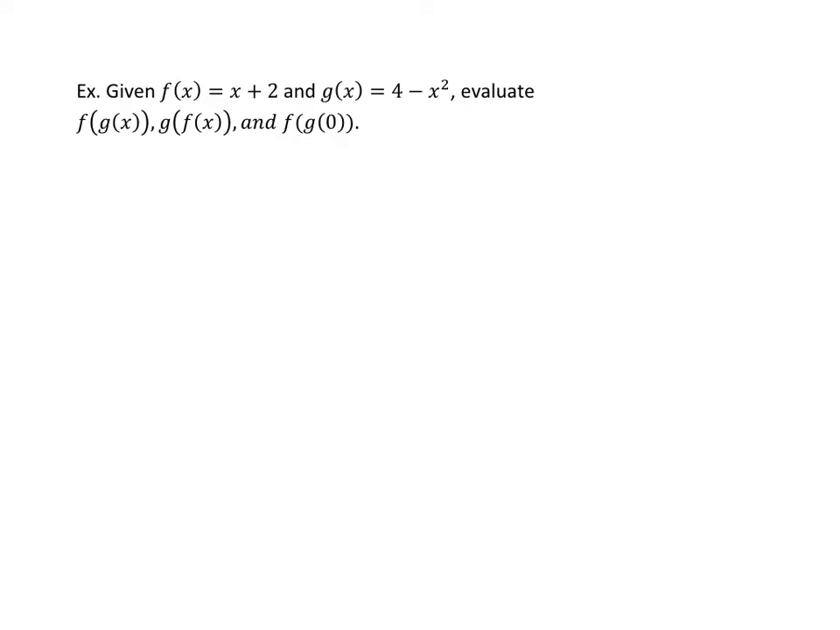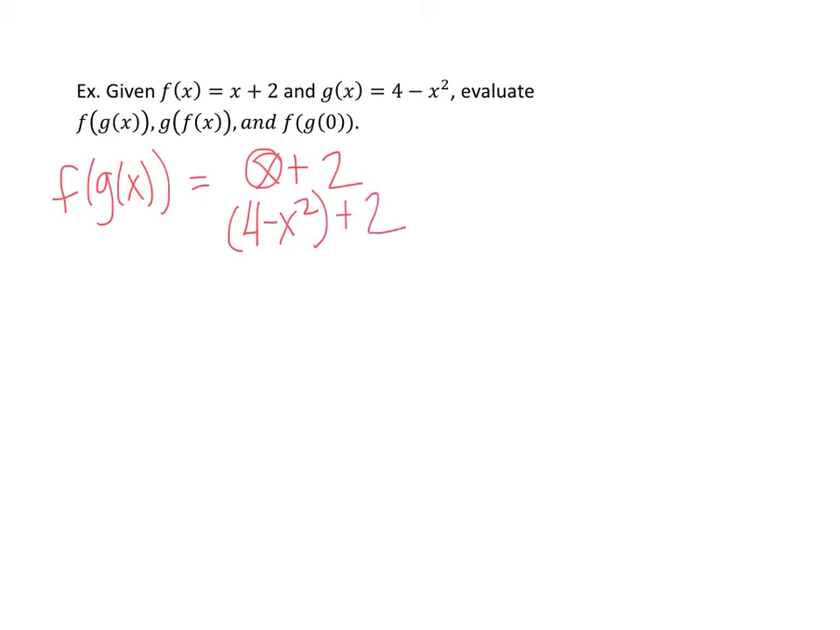Okay, evaluate f of g of x, g of f of x, and f of g of 0. So first, some composition. F of g of x is going to equal, I'm going to start with f, x plus 2. I'm going to replace my x with g. I'm putting g inside of f, plus 2. That stays there. I only replace the x. Simplify that. Negative x squared plus 6.